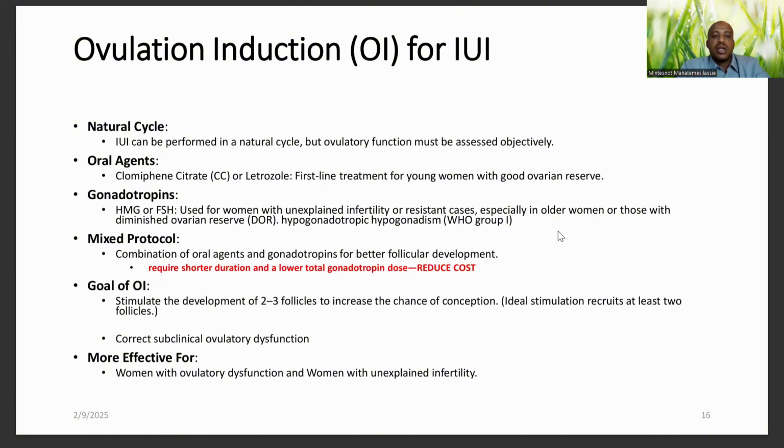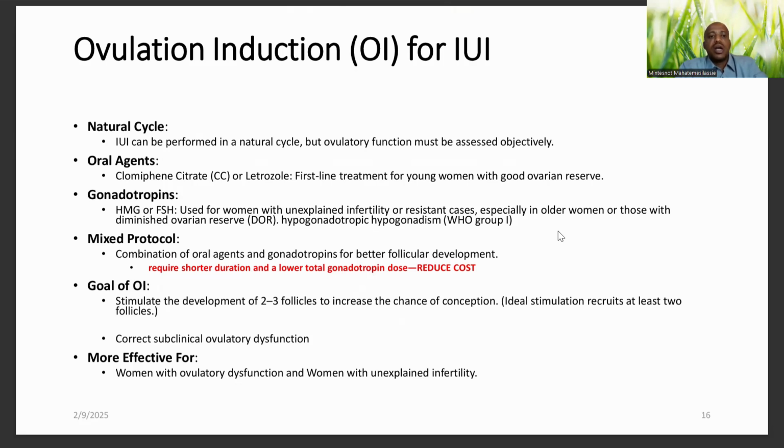As oral agent, we can use clomiphene or letrozole alternatively. In most fertility centers, we use letrozole. One thing, it has less side effect compared to clomiphene. It has less effect on the endometrium, and there is also monofollicular growth compared to clomiphene citrate. That is why it is preferred, but you can use either clomiphene or letrozole as a first-line treatment, especially in a young patient with good ovarian reserve.